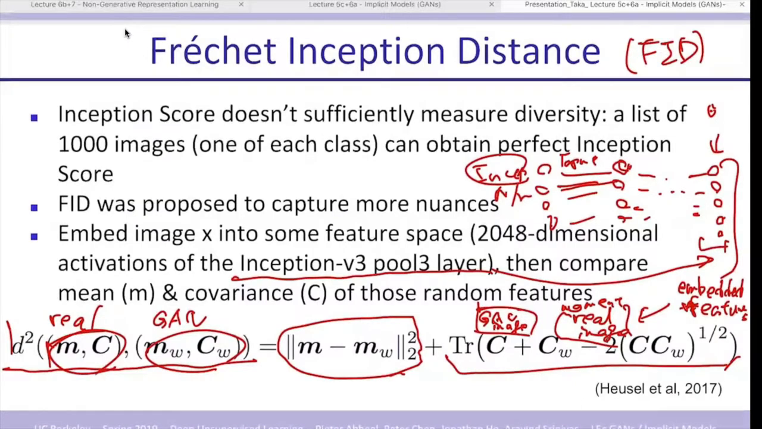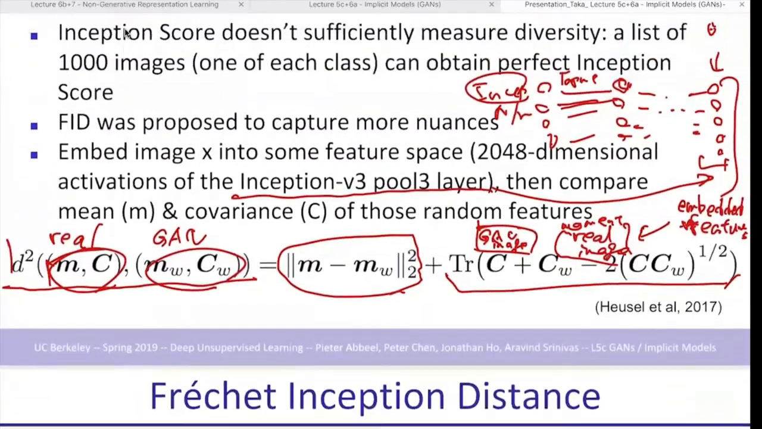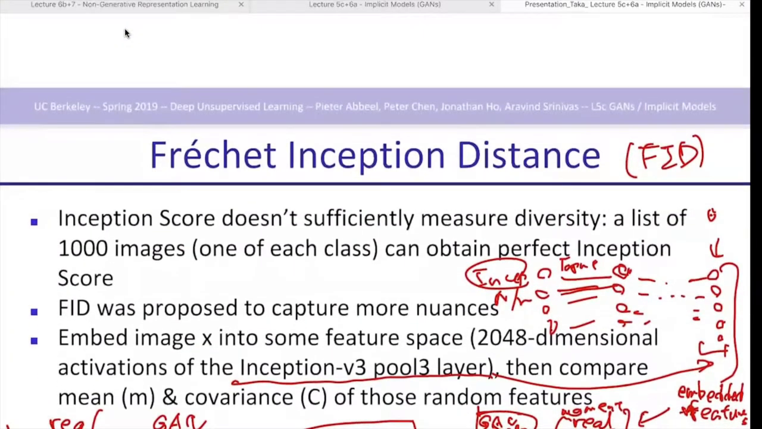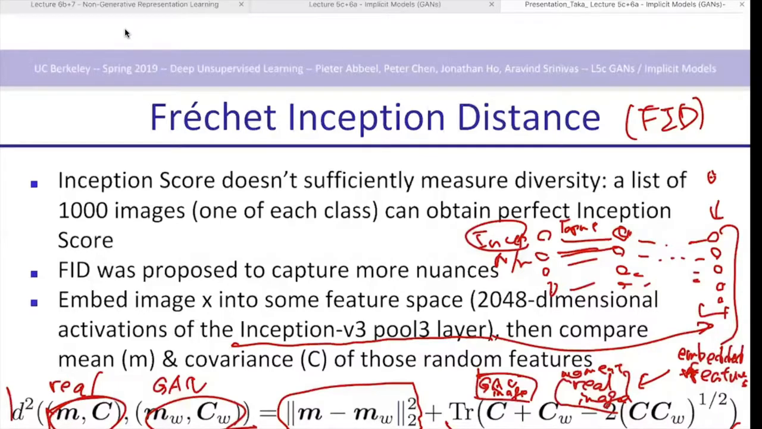One is that the embedded feature follows a Gaussian. The second assumption is that the embedded features are very close to each other if the GAN generates a real-looking image. What is Inception? It is a network. Yes, this Inception network is just one neural network, a type of neural network which is already pre-trained. We are just using a pre-trained network to compute or embed the features.